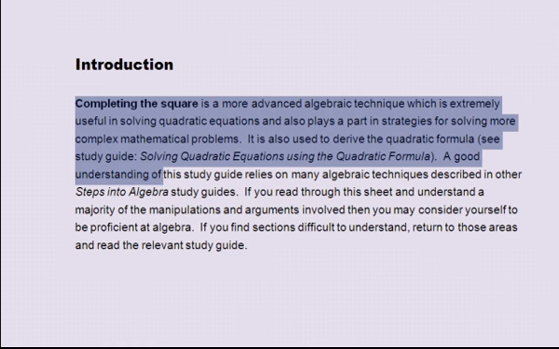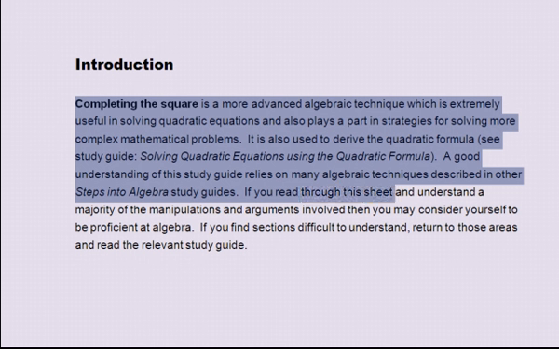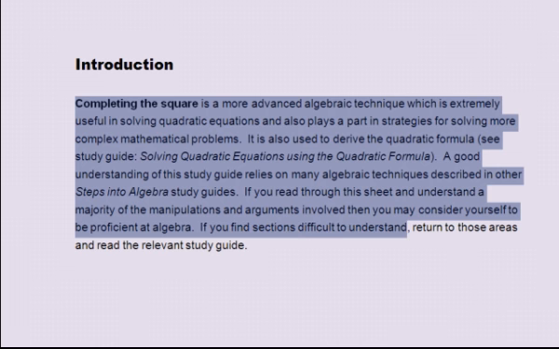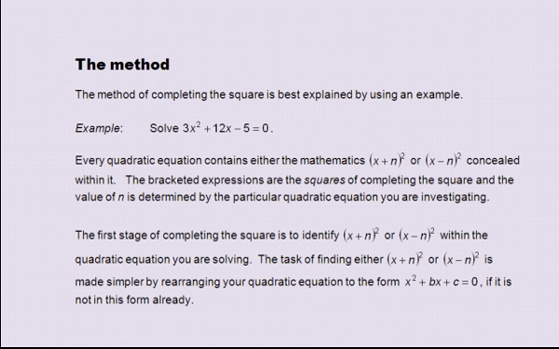A good understanding of this study guide relies on many algebraic techniques described in other Steps into Algebra study guides. If you read through this sheet and understand a majority of the manipulations and arguments involved, then you may consider yourself to be proficient at algebra. If you find sections difficult to understand, return to those areas and read the relevant study guide. The method. The method of completing the square is best explained by using an example.